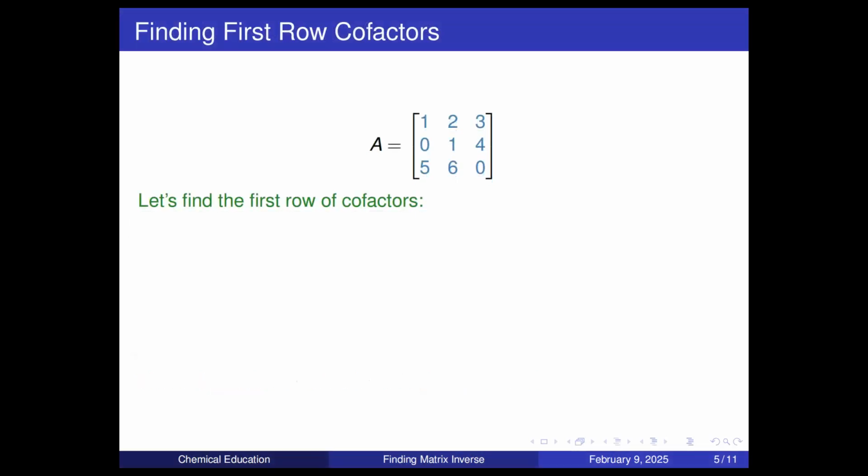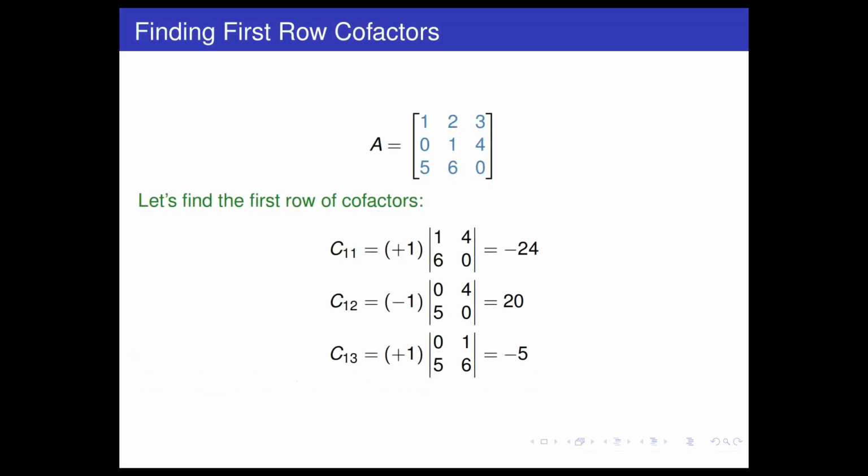So let's find this first row of the cofactor. So C11, here that will be multiplied with positive plus 1 and 1, 0, 1, 4, 6, 0. So from that we can get the determinant. So that will be minus 24. Similarly C12 is 20 and C13 minus 5. So here C12, that multiplied with negative 1, that will be actually positive 20.